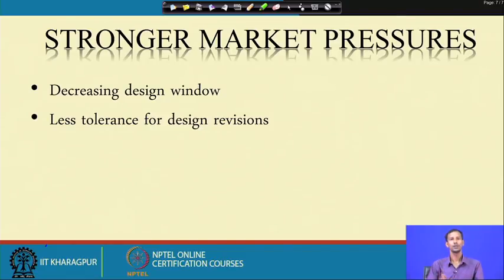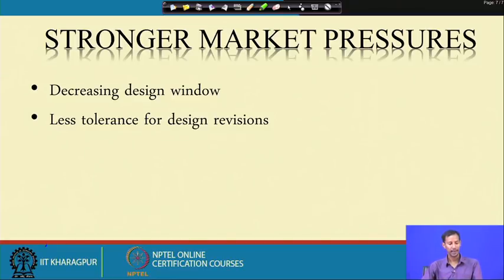Design window means the time it takes to make one chip from concept to reality. Whether that should be 3 months, 4 months, 6 months, 1 year, or 2 years, there should be one fixed time. That time is reducing day by day, as the market needs are becoming more and more greedy. That is decreasing the design window.